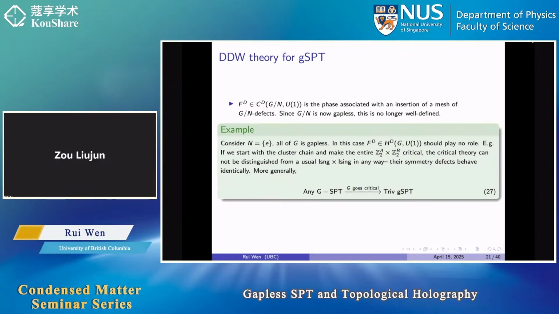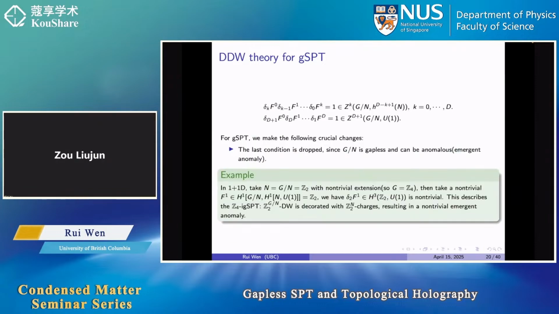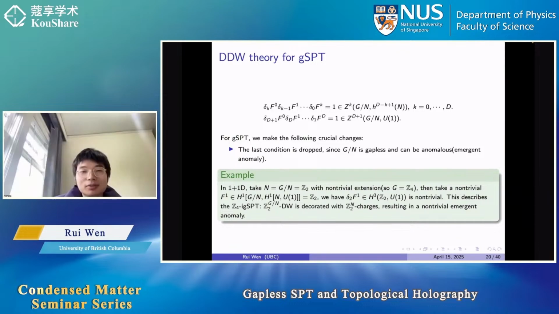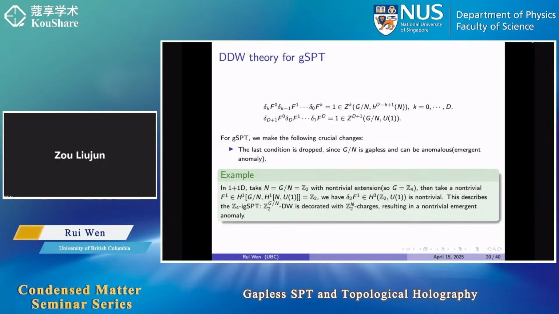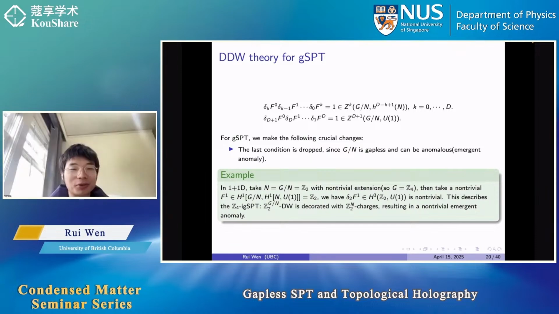But in that case, do you think the decorated domain wall picture can be modified to capture it? I think so. Yeah. But I don't know. I don't have anything rigorous to say right now. But I think some generalization of it should work.